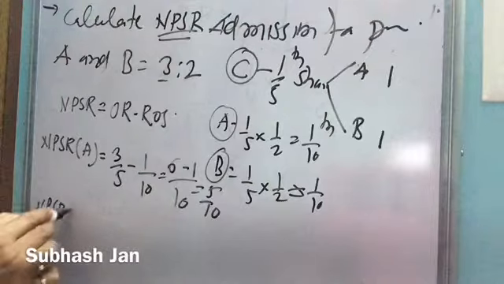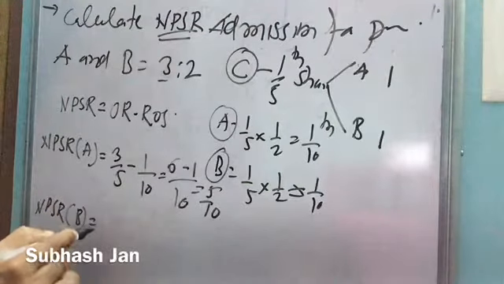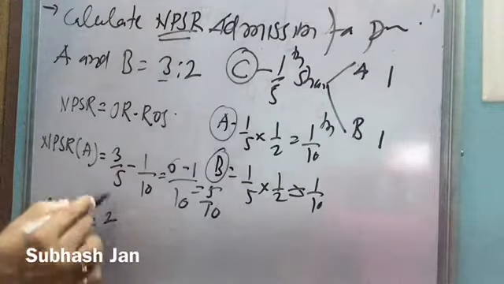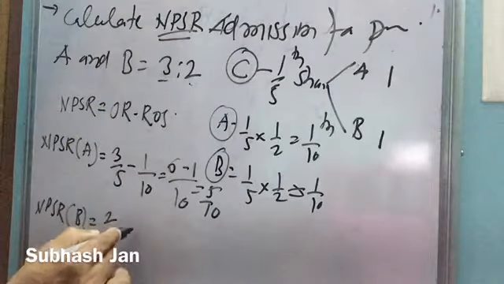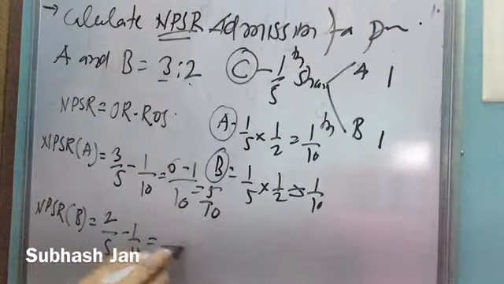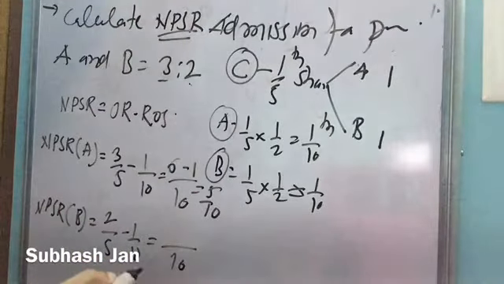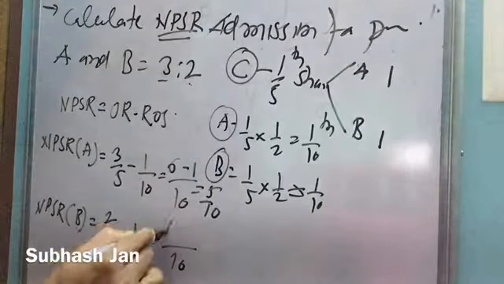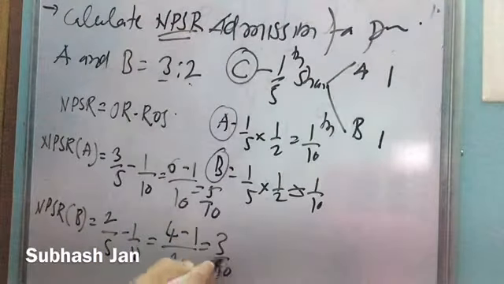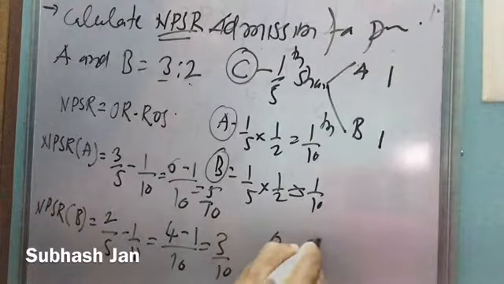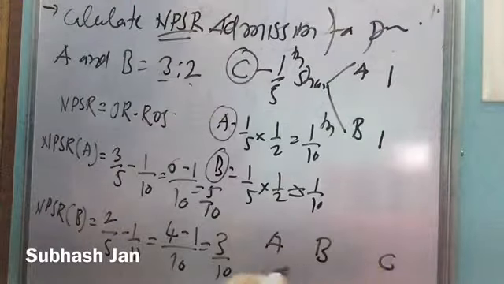NPSR of B is equal to, what is his old ratio? 2/5. 2/5 minus 1/10. So the LCM is 10. 5 twos are 10, 2 twos are 4, 10 ones are 10, 1. So this is 3/10. So now you see the new ratio of A, B and C.